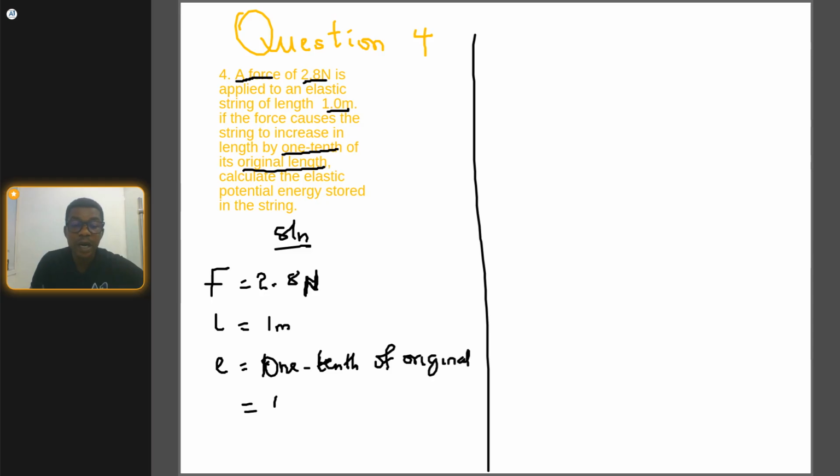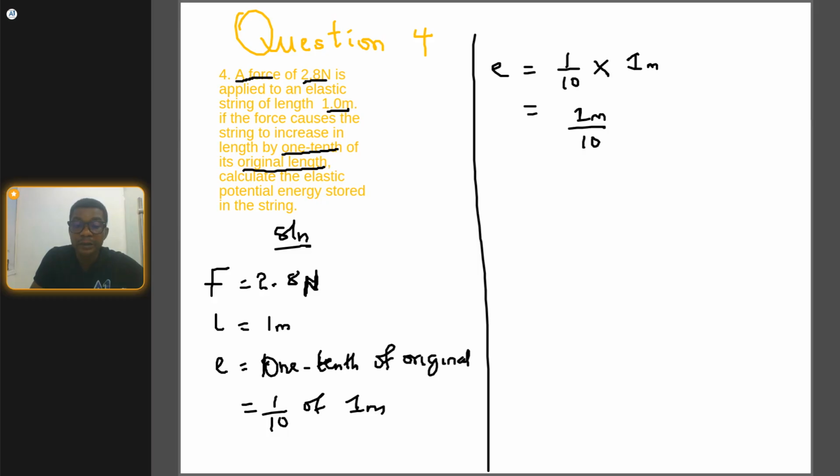So 1/10 means 1/10 of 1 meter. If you are going to simplify that, your extension will be equal to 1/10 of, which means multiplication, 1 meter. That is going to be 1 meter over 10, that is 0.1 meter. So the extension was calculated to be 0.1 meter.